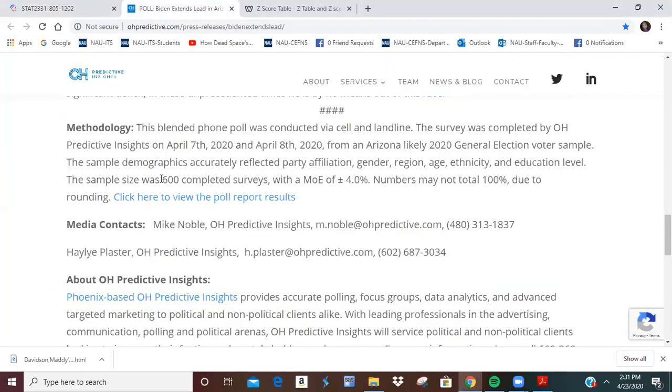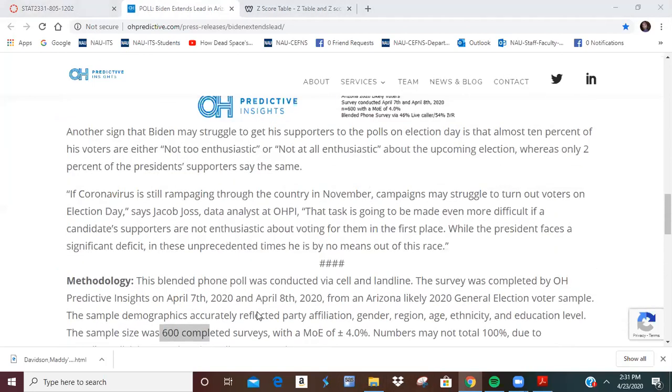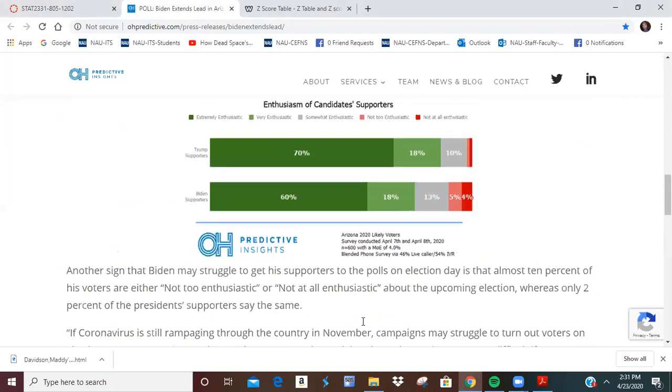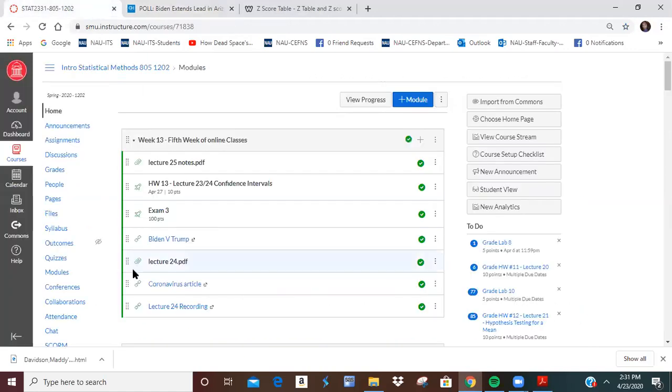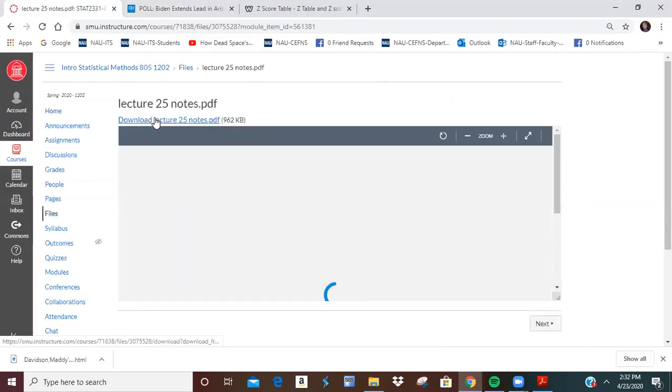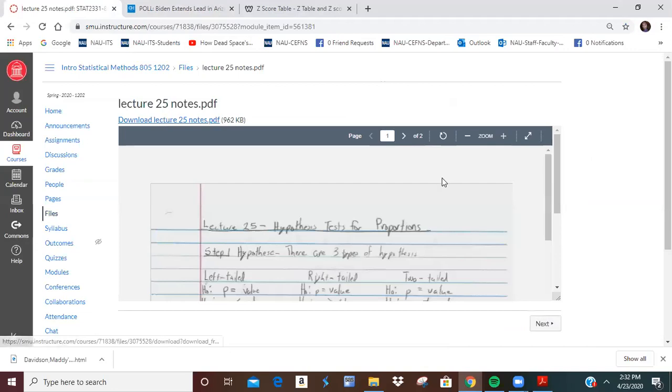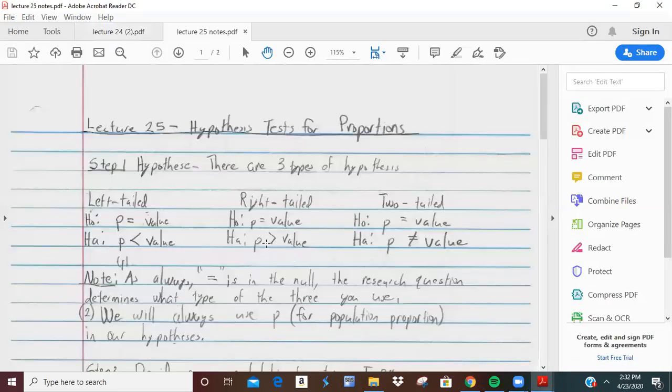And I got that number. Here's the sample size here that says 600. And they also have the margin of error. That's why I added and subtracted 0.4. You can see here's the p hat value from that sample. So you can read there's tons of polls like this right now that you can look at and actually use what you're learning in this class to help understand those. All right, we're going to go to lecture 25 and talk about hypothesis test for proportions.